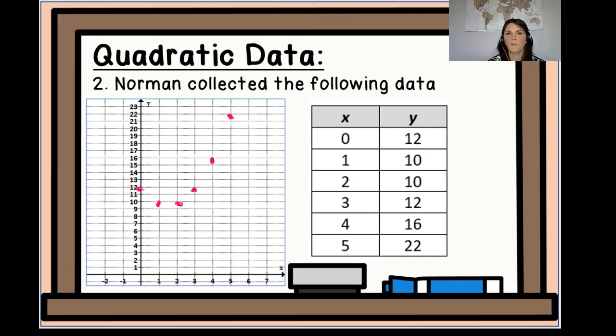Okay, once you have all of your points plotted, we're going to go ahead and look at our differences on our chart. So we're going to look for our first differences to see if it's linear. And I think by looking at the points that we've plotted, we can see that it's not going to be linear. So then we're going to look at the second differences, or in other words, the pattern within the pattern.